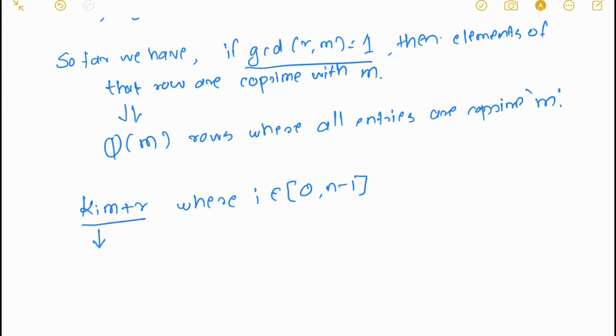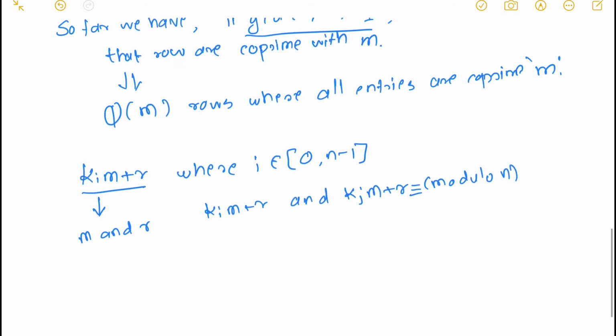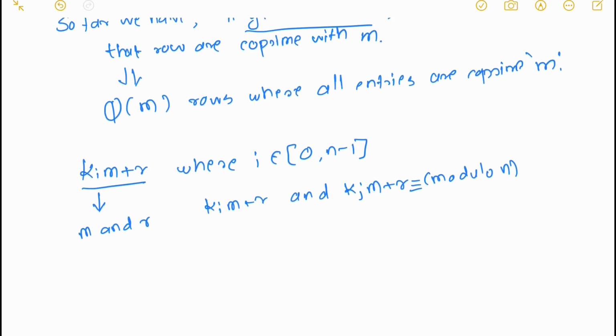Note that in a generic formula for a row element, m and r are already fixed, that is, they are constant. So can there be two entries, k_i m plus r and k_j m plus r, that are congruent modulo n, that is, they give the same residue when we take them modulo n? You can easily see that there cannot be any such case, because m and r are constant and k_i, k_j are different numbers. If there were such a case, then it is guaranteed that k_i equals k_j.